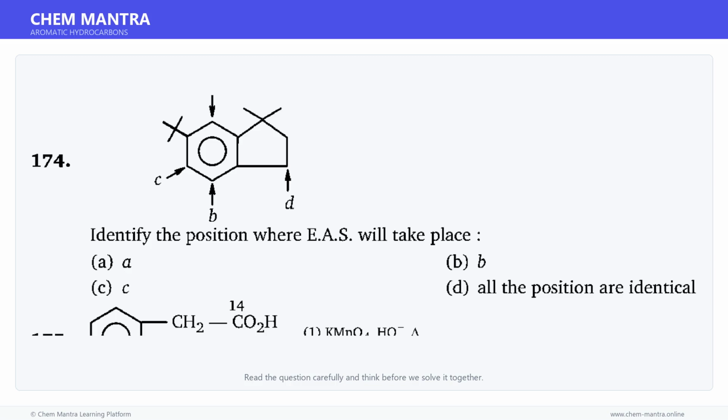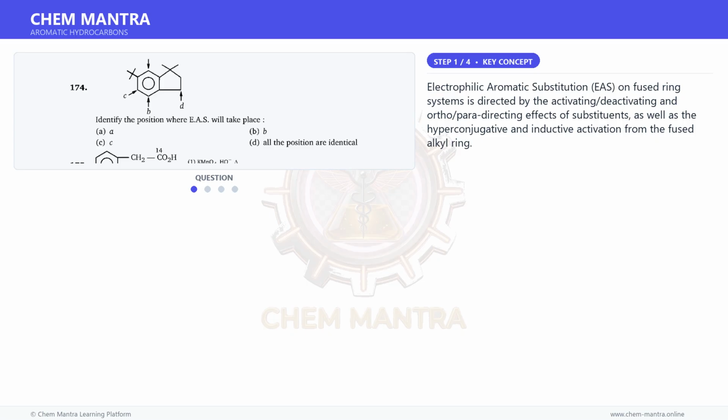Here is a question. Read it carefully and think about the answer. Let us solve it step by step. Let us first understand the key concept here. Electrophilic aromatic substitution, EAS, on fused ring systems is directed by the activating, deactivating and ortho-para-directing effects of substituents, as well as the hyperconjugative and inductive activation from the fused alkyl ring.